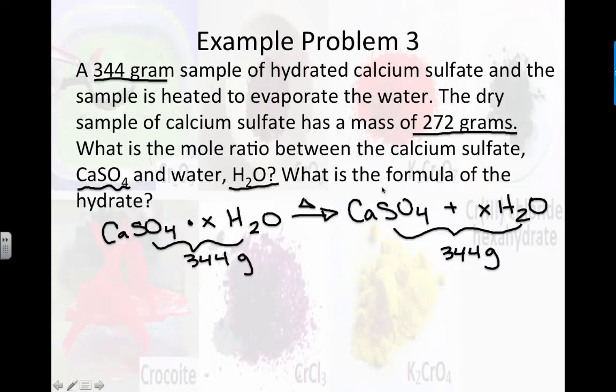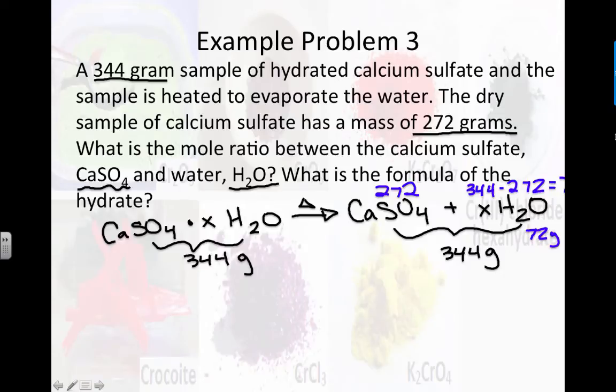But 272 grams came from the calcium sulfate. So let's use subtraction to figure out what the water weighed. So we have 344 total, minus 272 in the anhydrous, and that leaves us with how much? 72 grams of water.